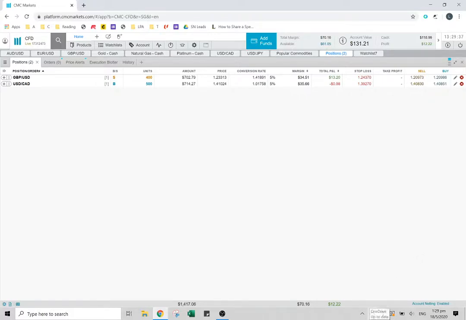So yeah, currently these are my open positions. I have a pound dollar and a dollar Canadian, loonies. Both are still in trade, haven't got them out. Pound is making significant, pretty good profits. Based on the margin, we're close to 50% of the margin for the profit. So let's take a look at the situation.